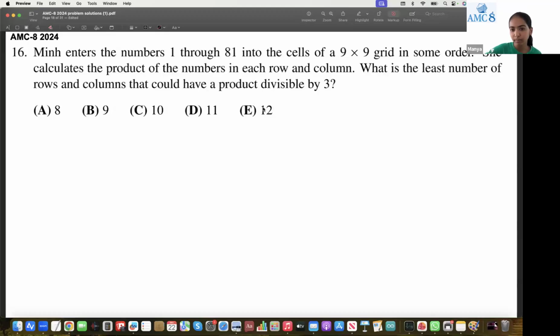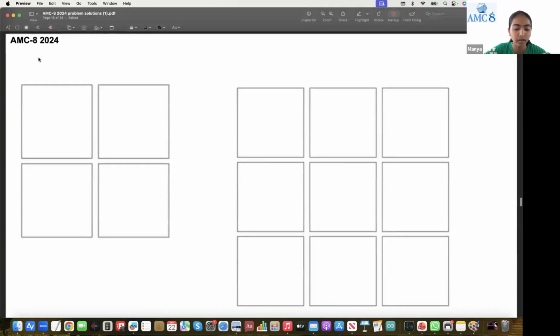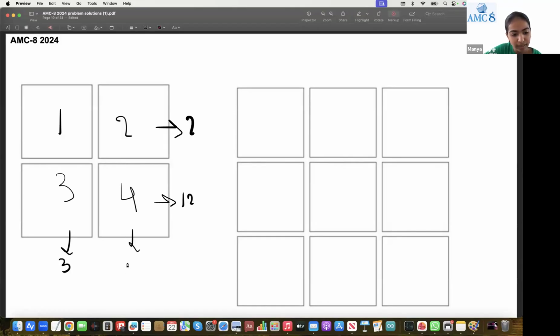So should we start by drawing a 9 by 9 grid? Should we actually spend our time on this without first understanding the question? Well, we shouldn't. First of all, we should start by drawing a small grid and we can make it into a bigger grid. So let's start off by drawing a 2 by 2 grid and write some random numbers like 1, 2, 3, 4. The product of this column would be 2, this row should be 12, this column should be 3, and this should be 8.